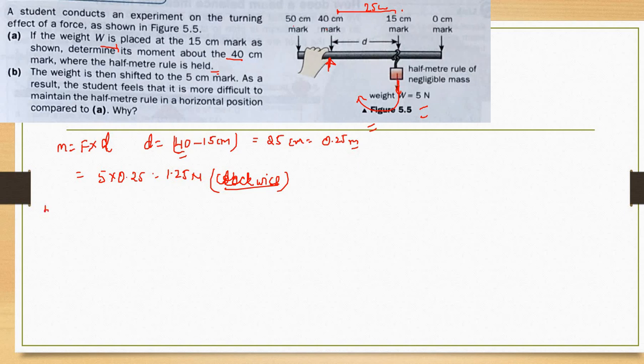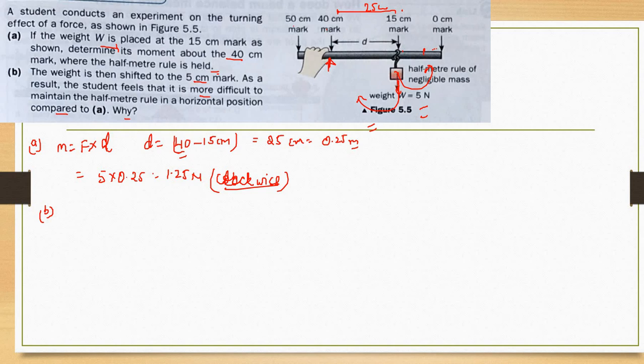Okay, now let's see question number B. So this was your A. The weight is then shifted to the 5 centimeter mark. So now I have shifted this weight to the 5 centimeter mark. So this is 0, and it will be 1, 2, 3, 4. Suppose you have shifted to this side. Now, as a result, the student feels that it is more difficult to maintain the half meter rule in horizontal position. Compare and explain why. So basically what you have done is you have moved to this side.